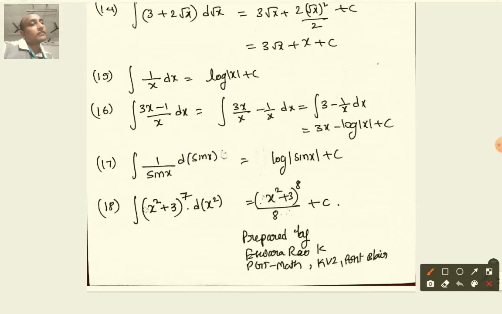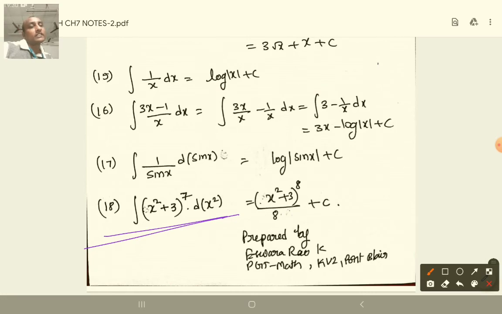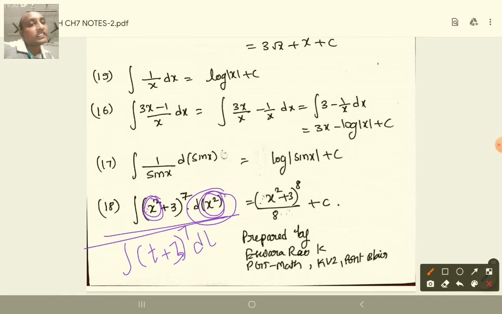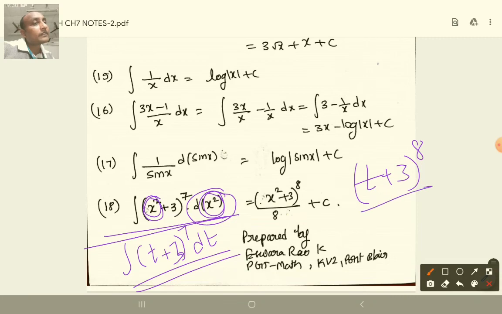So same way, integration of (x square plus 3) whole power 7 into d of x square. Now what is the variable of integration? X square. Here x square. So treat x square as something else, t, so that you get integration of (t plus 3) whole power 7 into dt. So no problem, you can do (t plus 3) whole power 8 by 8 plus c. What is t? X square. We can substitute it back, right? The variable of integration is changing, that's all. So we have to see particularly and answer.